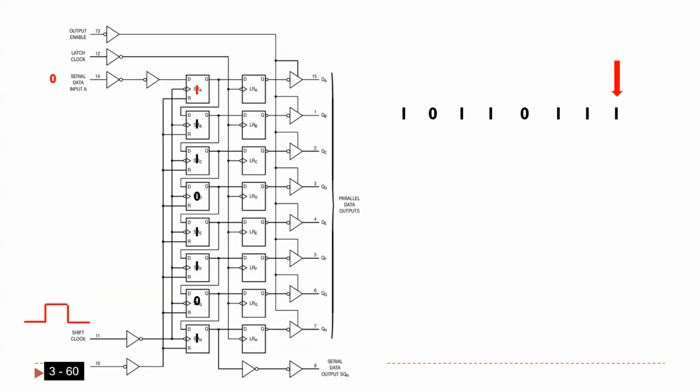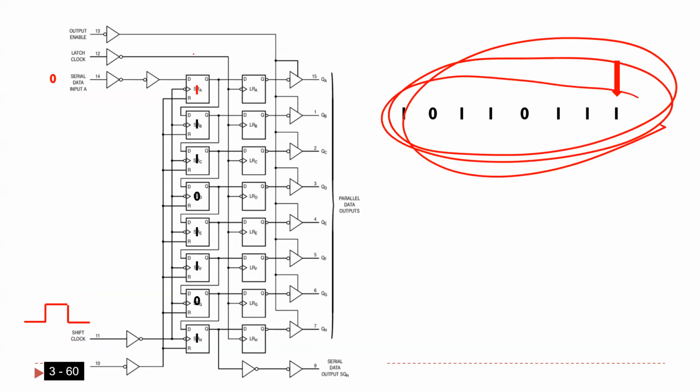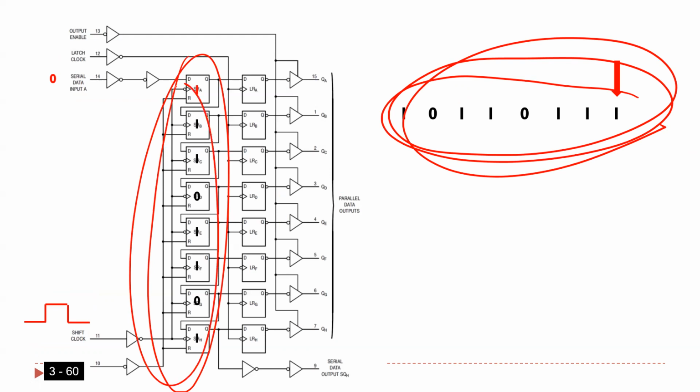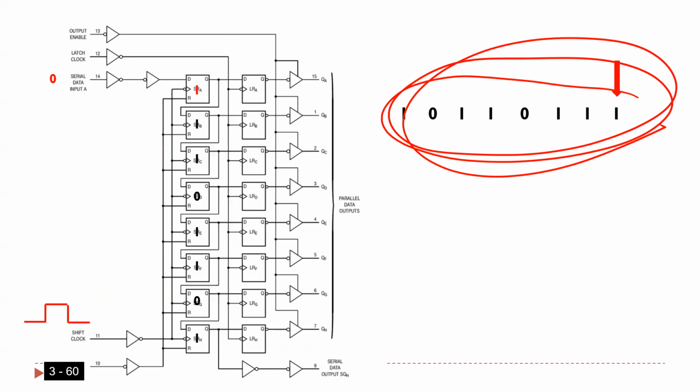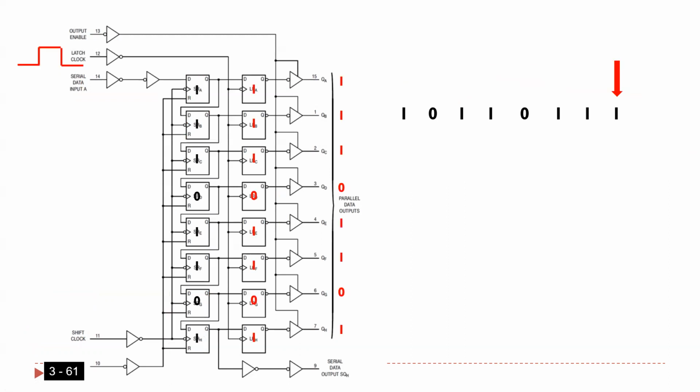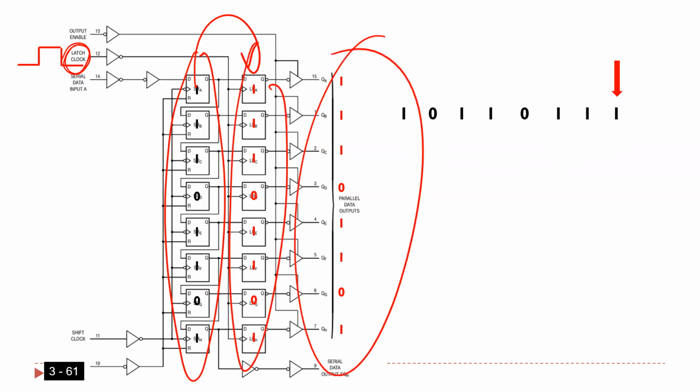After I finish everything, you can see now this number is already written here. But this number is not connected to the output yet. It's not shown in the output yet, because you have to shift first. Once I shift and finish shifting, now I have to generate another signal here. We call it latch clock. Once you do that, whatever you put here is going to come to here, and then you can see it at the output.